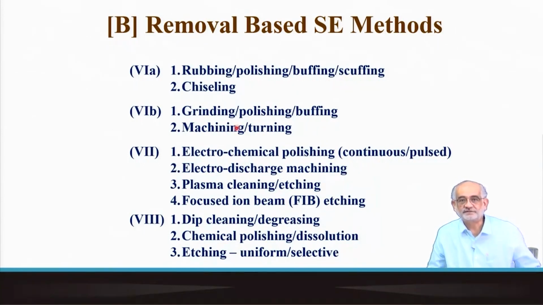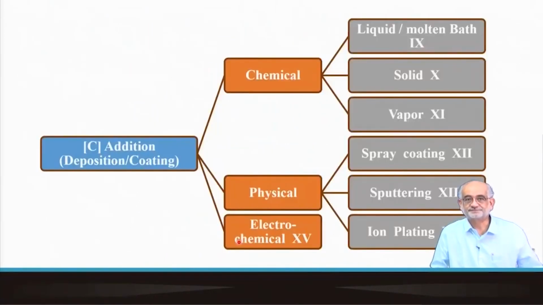Grinding and polishing are relatively coarse processes where the rate of removal and depth of removal are very high, but machining and turning actually are more precise, but again the depth of cut could be higher. On the other hand, if you are going for more precision surface engineering by removal, then you'll go for electrochemical polishing or electrodischarge machining, plasma cleaning or etching, and even focused ion beam etching or material removal. And there the precision could be to the level of a few nanometers. You can also do deep cleaning or degreasing or chemical polishing, even etching to reveal certain objects or features on the surface.